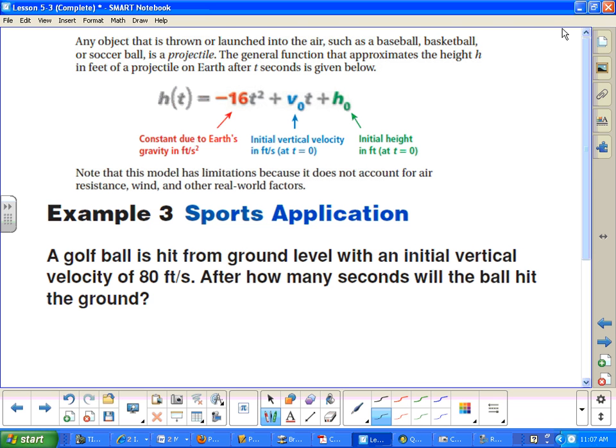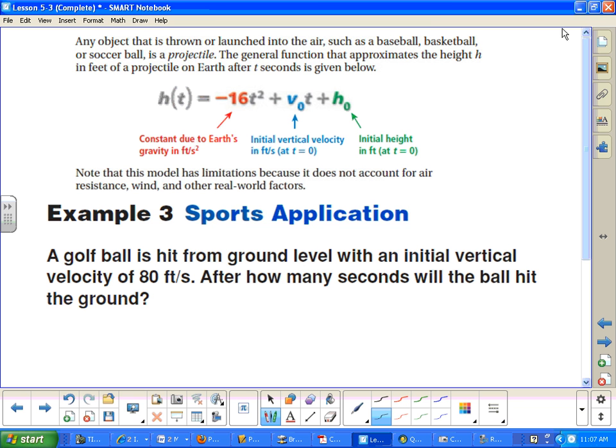So continuing with finding zeros for quadratic functions, we're going to look at a sports application here. And here they show the formula negative 16t squared plus v sub 0 t plus h sub 0. Now this is talking about the flight of a projectile, like the path of a ball, a bullet, shooting a ball, somebody punting a football or a soccer ball. They all represent those types of things.